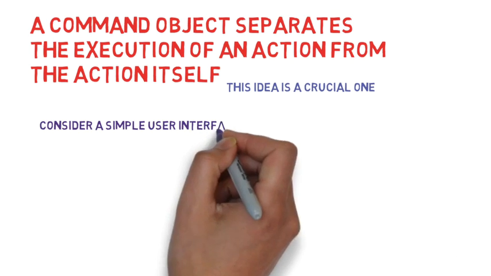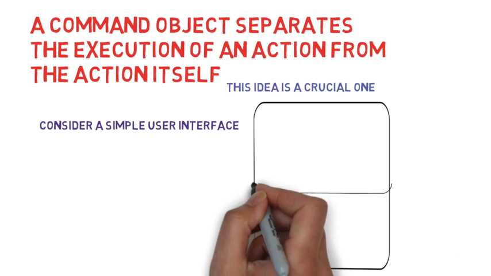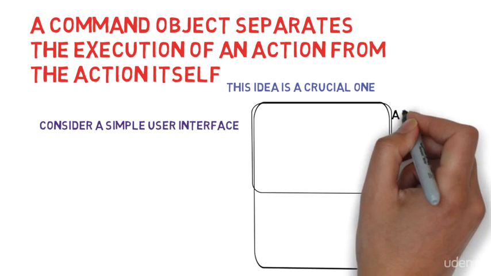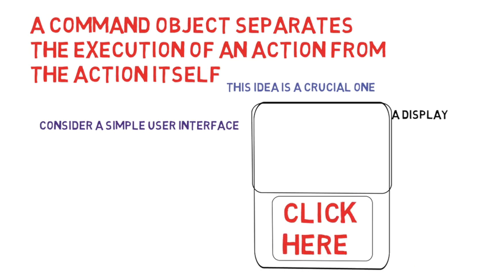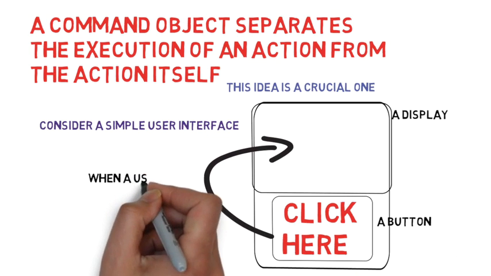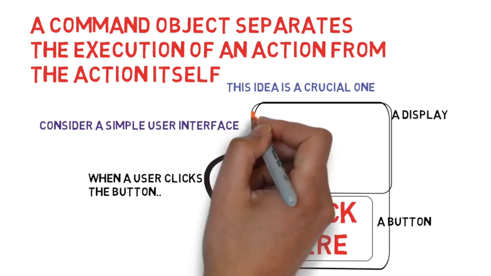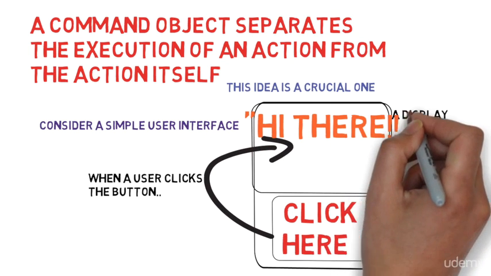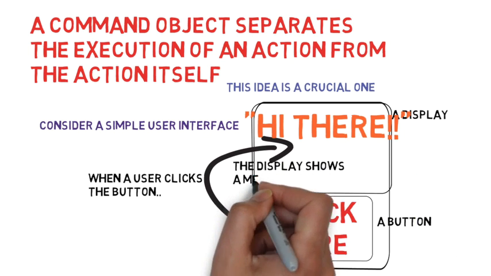So let's consider a very simple user interface which kind of looks like what you're drawing on screen. All this user interface has is a display which will show you something and a button which you can click. So the button says click here and we have a display which shows a message. This button acts on that display. So when the user clicks that button, hi there will show up on the display. This is the message to the user when the user clicks on the button.